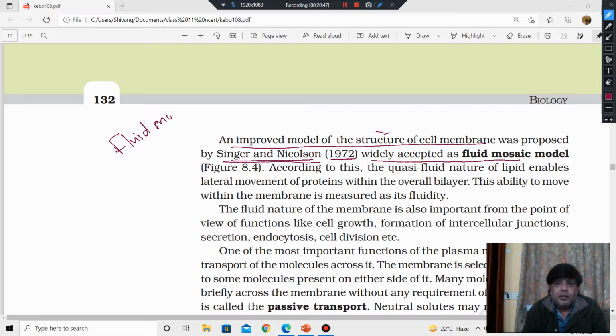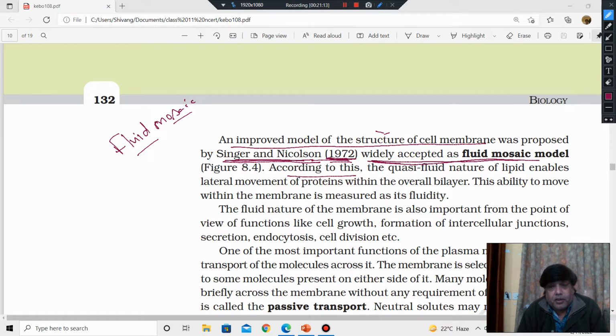So you may get a question that fluid mosaic model was proposed by dash dash dash scientist name and in the year dash dash dash. So Singer and Nicholson in the year 1972. Not only you have to remember the name of the scientist but also the year also. So Singer and Nicholson in 1972, widely accepted as fluid mosaic model.